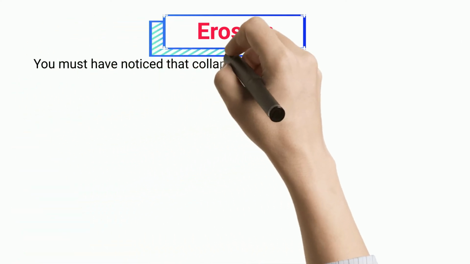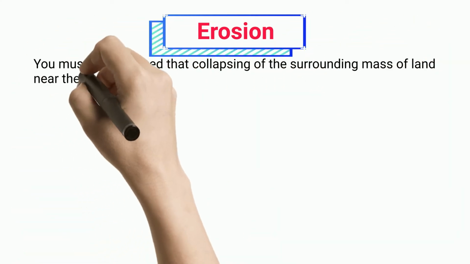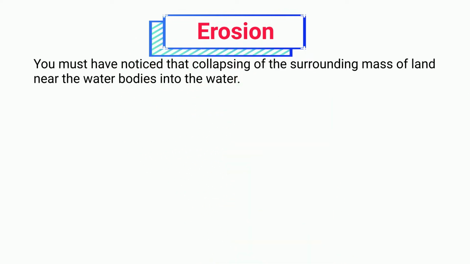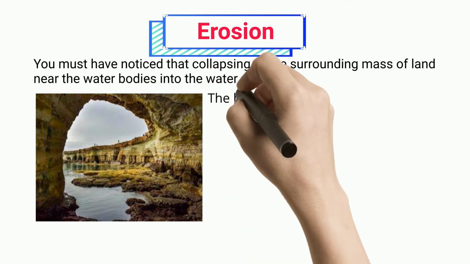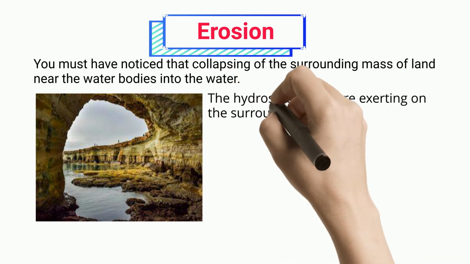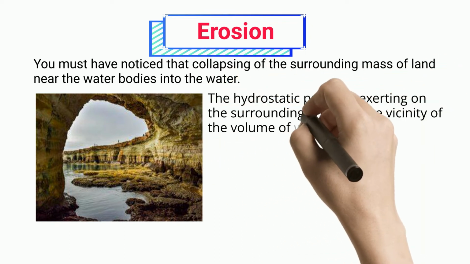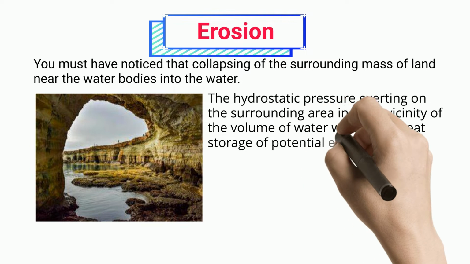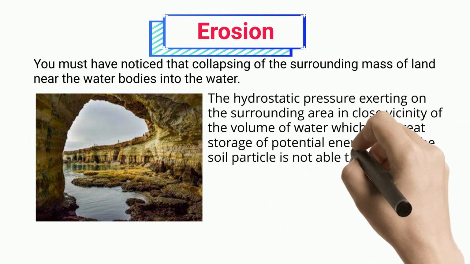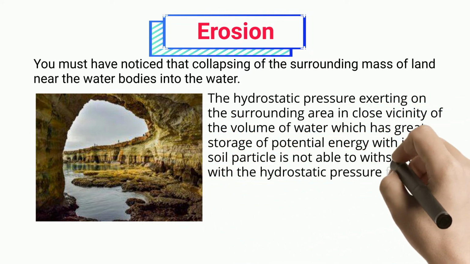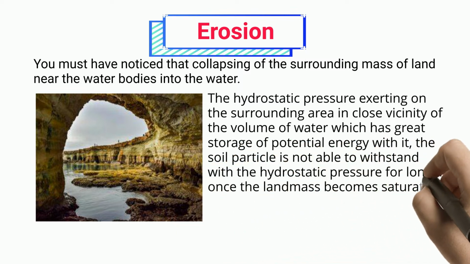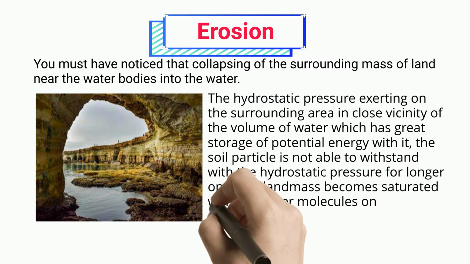Erosion. You must have noticed the collapsing of the surrounding mass of land near the water bodies into the water. The hydrostatic pressure is exerted on the surrounding area in close vicinity of the volume of water, which has great storage of potential energy with it. The soil particles are not able to withstand the hydrostatic pressure for longer once the landmass becomes saturated with the water molecules on absorption.